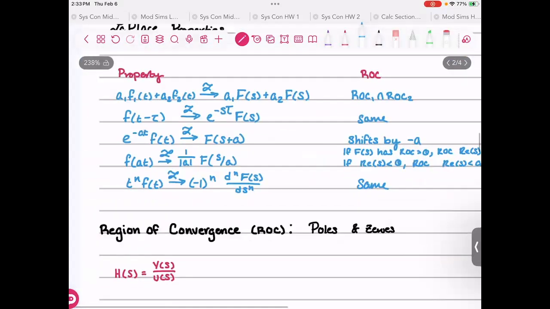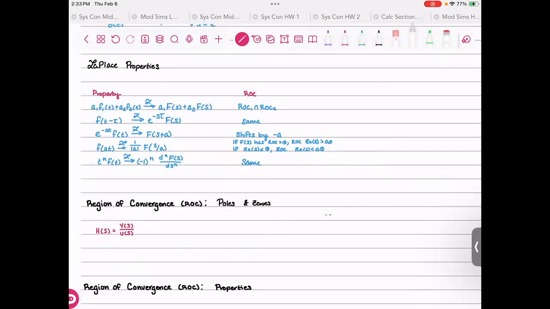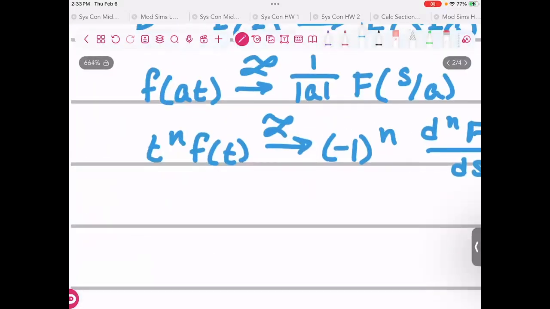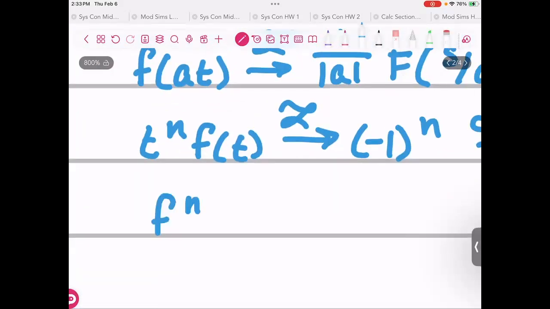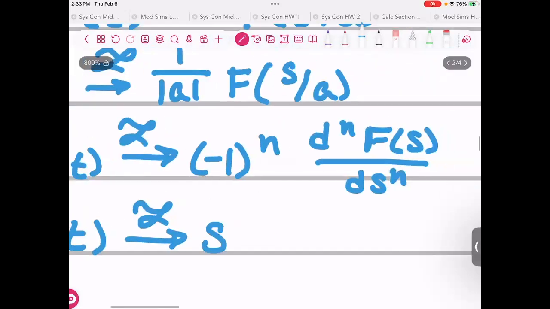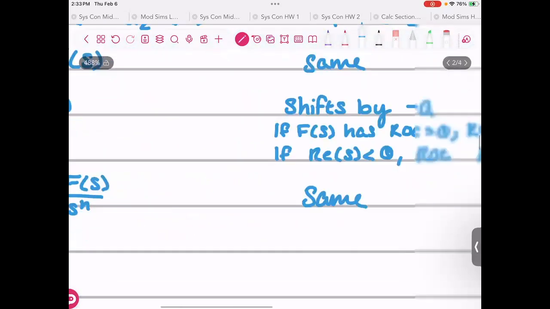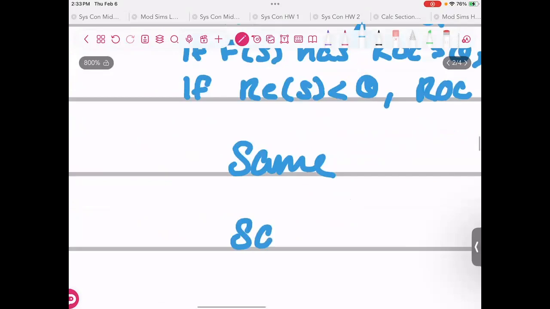Okay, I'm going to move this down a little bit because I didn't allow enough space. All right. If we have some derivative of a function, so f^n of t, that'll become s to the n, capital F of s, and you'll use this one a lot in your homework and in future problems. And then again, the ROC does not change.